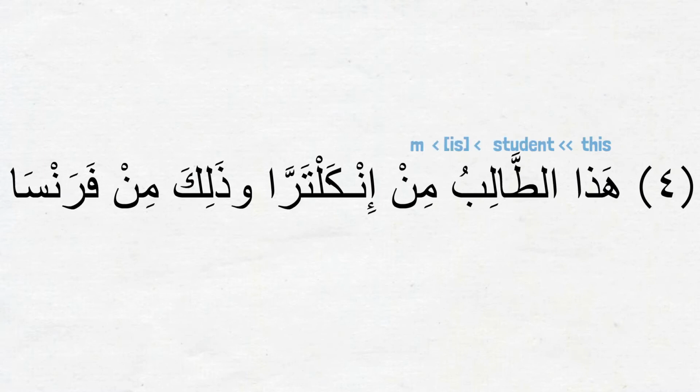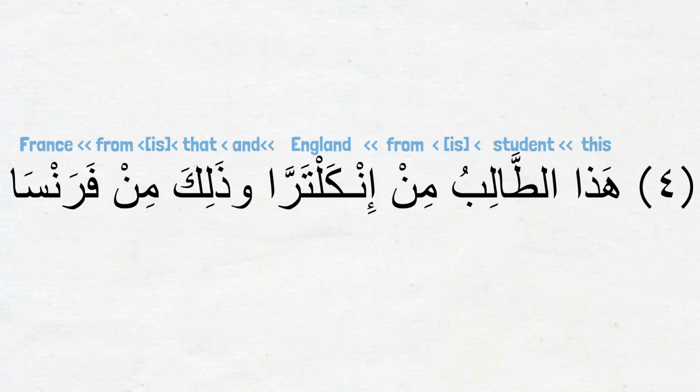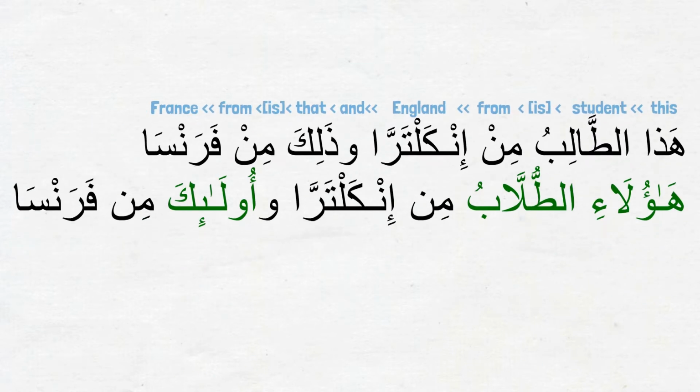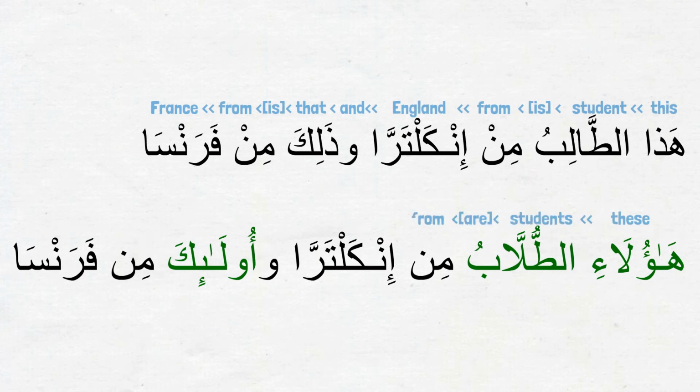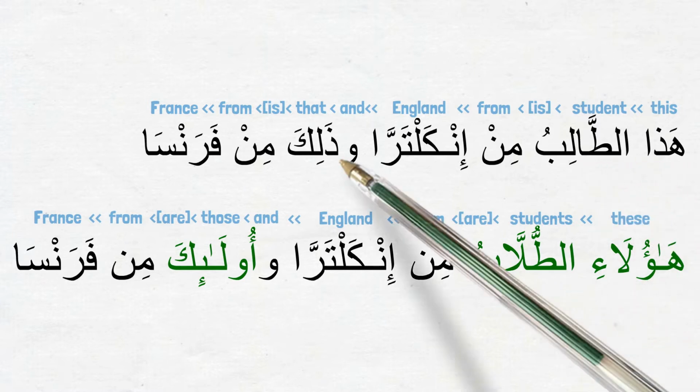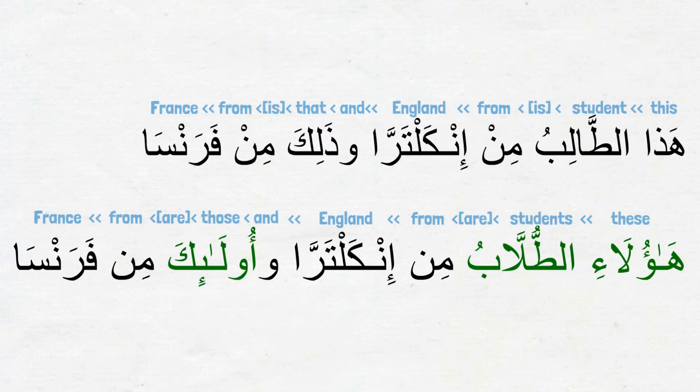Sentence 4 هذا الطالب من إنجلترا وذلك من فرنسا. This student is from England and that is from France. And the new sentence is هؤلاء الطلاب من إنجلترا وأولئك من فرنسا. These students are from England and those are from France. So هذا الطالب became هؤلاء الطلاب and ذلك became أولئك in the new sentence.